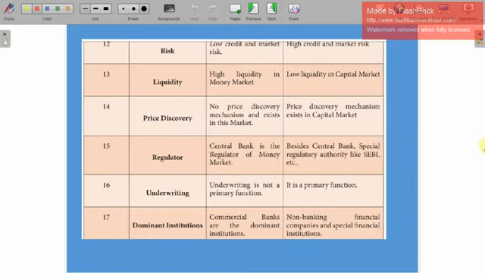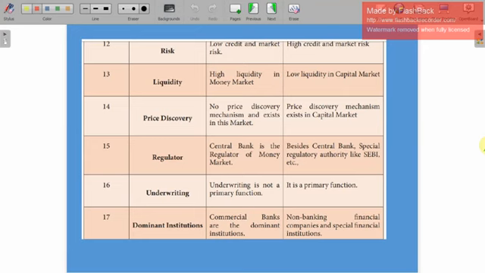Next, risk. The money market has low credit and market risk, and the capital market has high credit and market risk. And liquidity: there is high liquidity in the money market because the period is less than 1 year, a short time, so we can easily convert to money. The capital market has low liquidity.